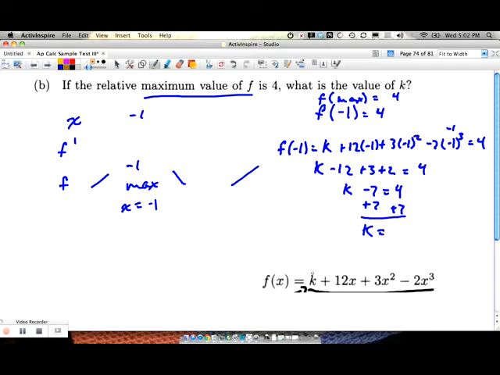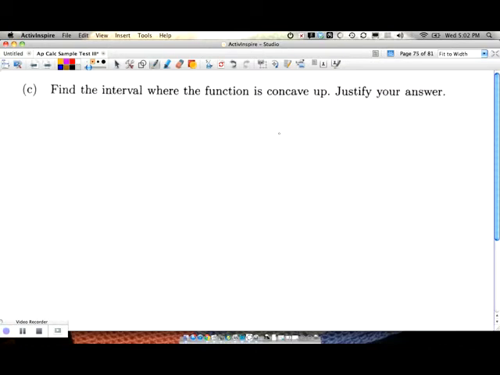Check. Move on. Part C, find the interval where the function is concave up. Now we can interpret this based on the first derivative, but it's usually easier to look at the second derivative. So we have our function again.